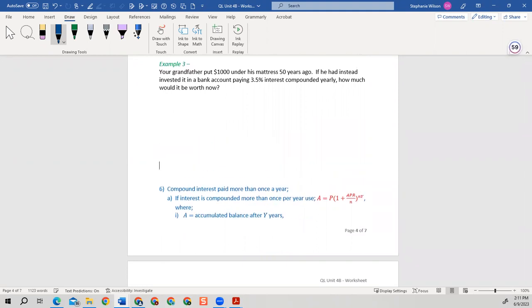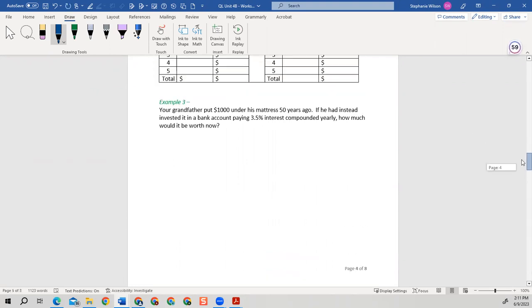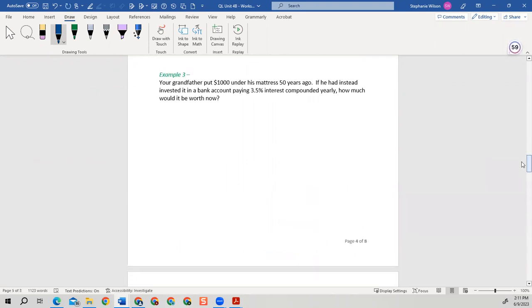So it says your grandfather puts $1,000 under his mattress 50 years ago. If he had instead invested it in a bank account paying 3.5% interest compounded yearly, how much would it be worth now? All right, so let's do that.